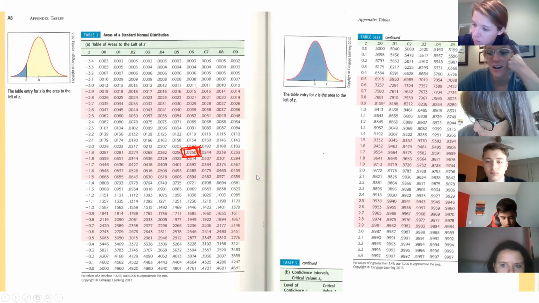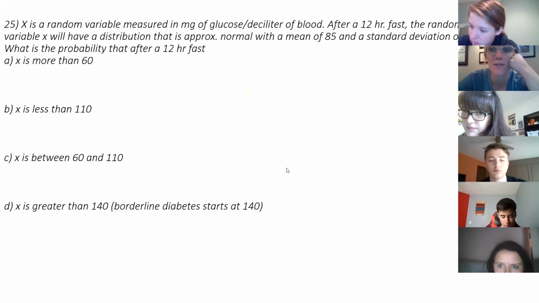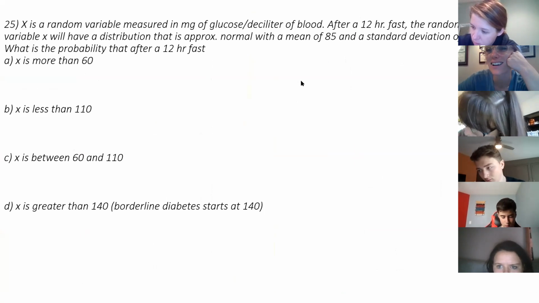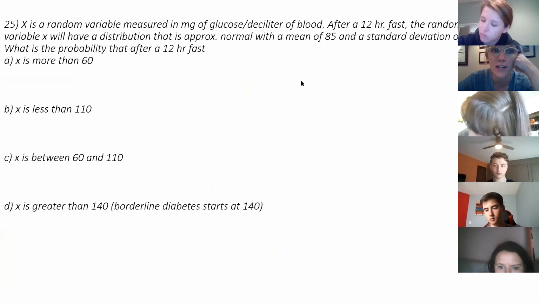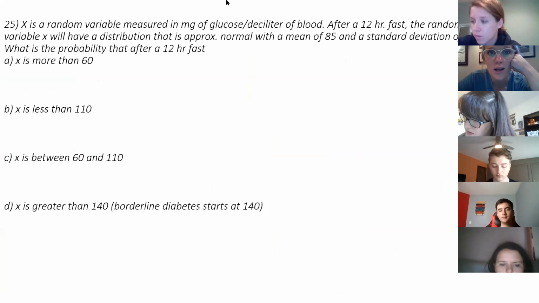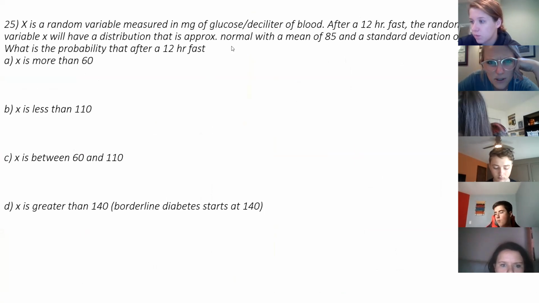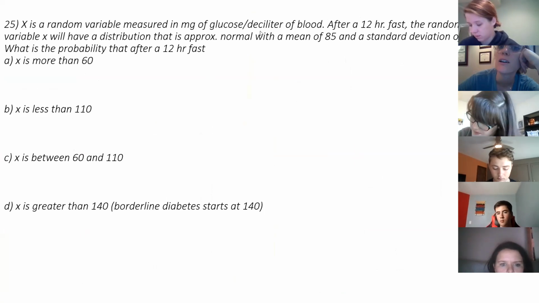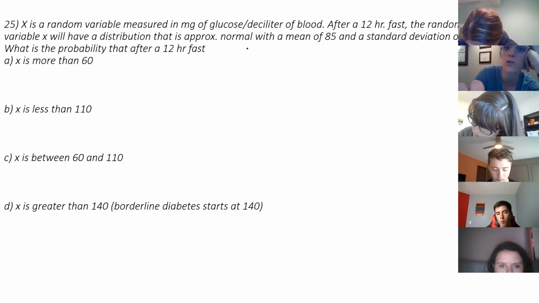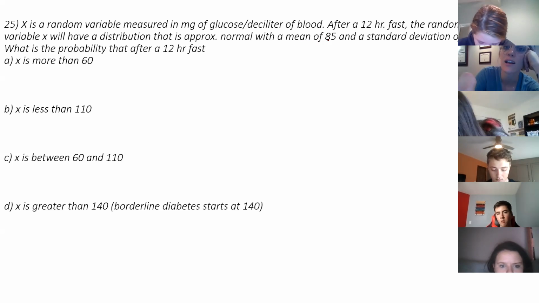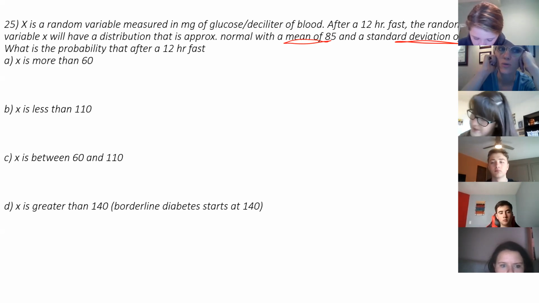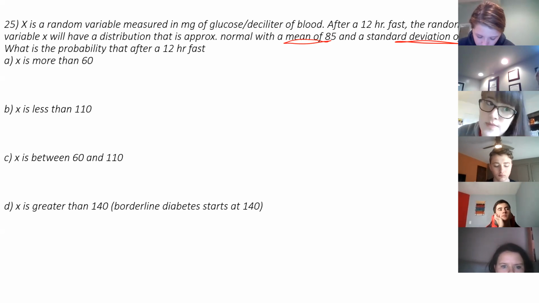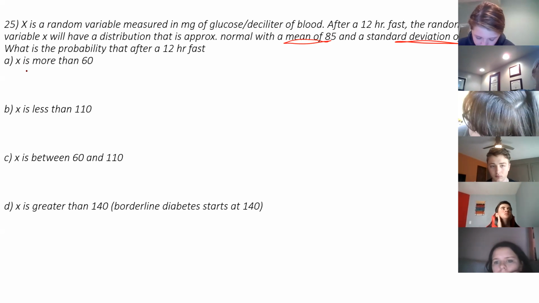Okay. All right, next one. Word problem. I cut out a lot of the extra wording the way the word problem was written, but here's the situation. X is a random variable that's measuring the milligrams of glucose per deciliter of blood. After a 12-hour fast, the random variable X will have a distribution that's approximately normal with a mean of 85 and a standard deviation of 25. So you're trying to find the probability that after a 12-hour fast, X is more than 50. How do you start? Anybody?